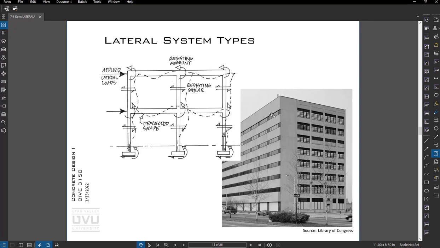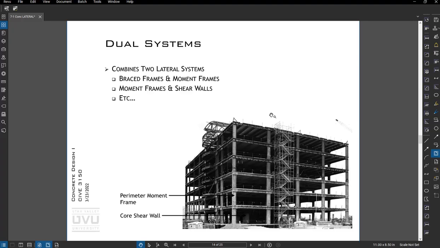All right, here's an example of a dual system where the perimeter is a moment frame. You can see how big those columns are. That was done for both progressive collapse resistance and to carry wind and seismic forces. And then internal to here, you can see this little white thing was an internal shear wall. Those shear walls reduced the size of these perimeter moment frames and just gave this building some extra redundancy, which was important for the client.